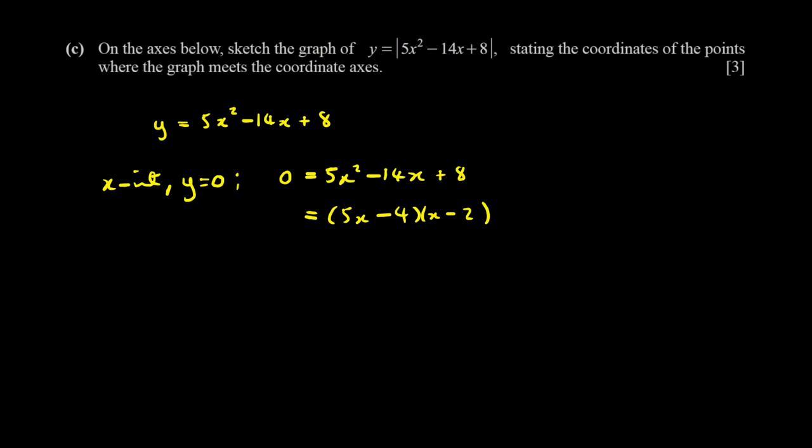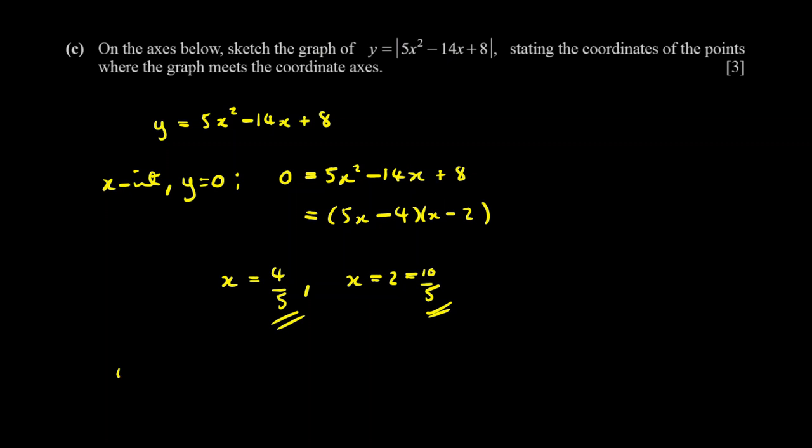Why do I think that? Well, because 5x times negative 2 is minus 10x, and negative 4 times x is minus 4x. So minus 10x minus 4x is minus 14x, which is what we want. So we have got x-intercepts at x is equal to 4 fifths and x is equal to 2. And it may be helpful later on, I suspect, to write that as 10 fifths. Okay? Those are our two x-intercepts.